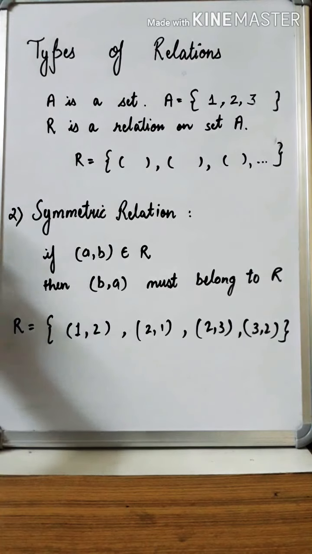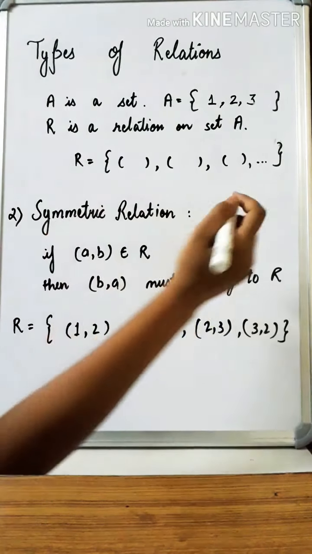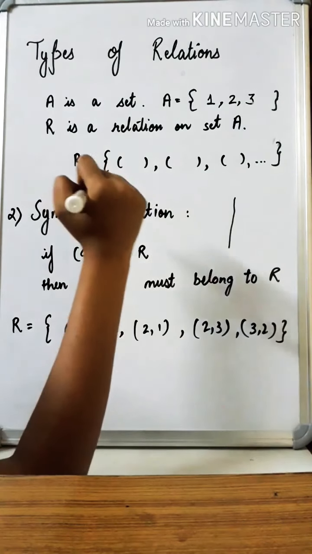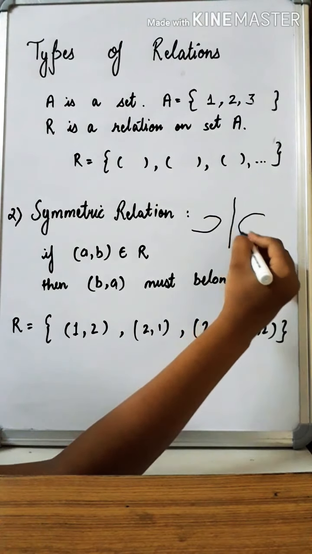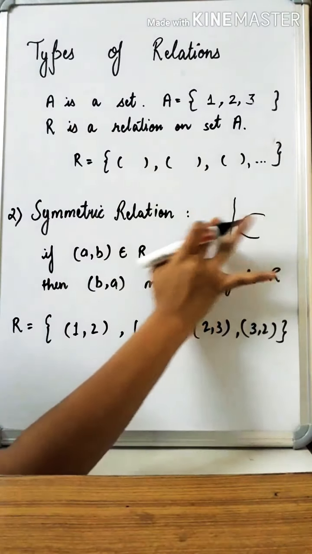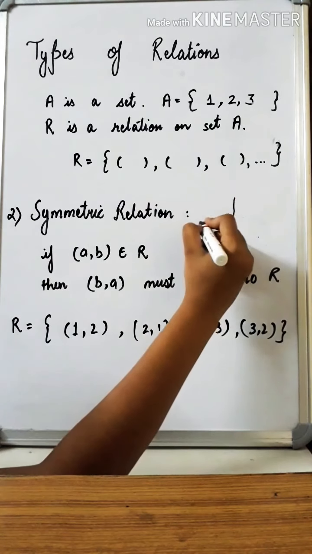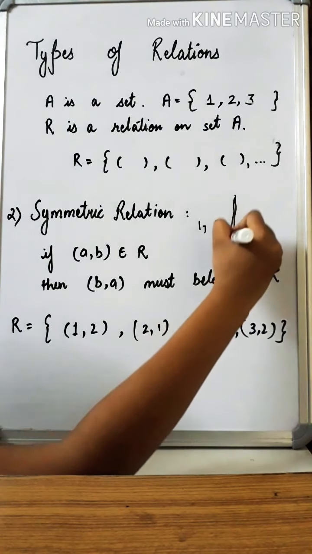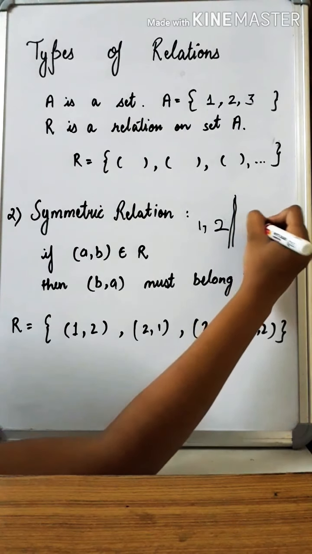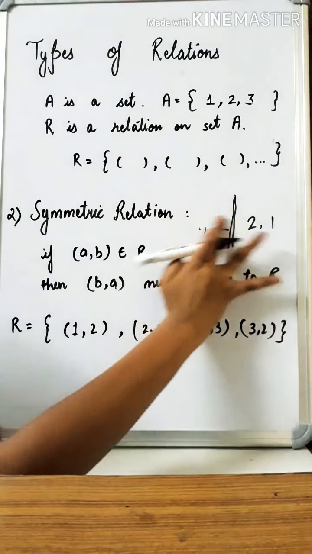Alright. So the next kind of relation is the symmetric relation. See, what is symmetry? If you put a line of symmetry, and the image is like this, then another image will be formed like this. Means what? If we see (1, 2), right? On the line of symmetry, how does it look? It looks like (2, 1), right? This is how symmetry works. So the same thing is applied here.